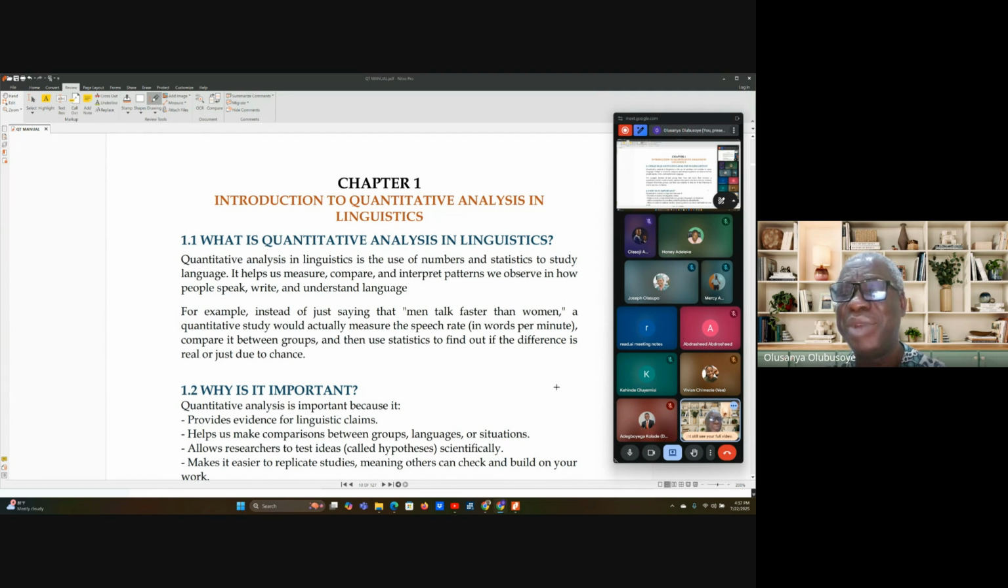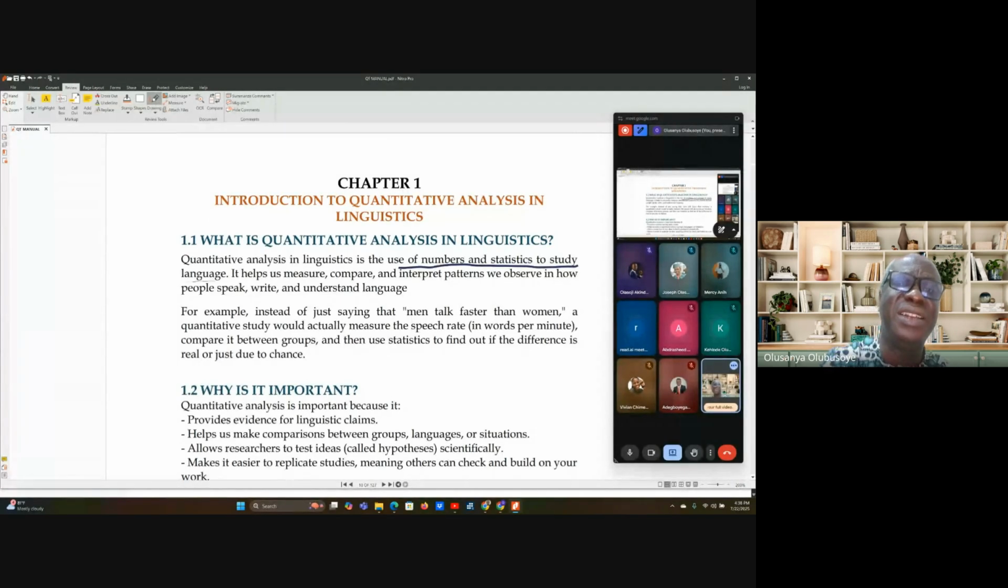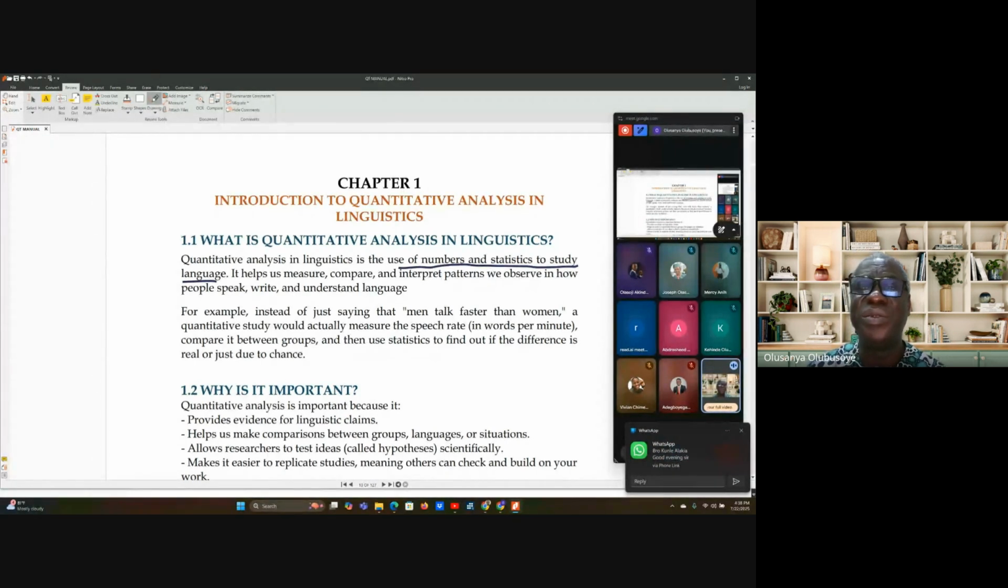Particularly, our goal is even to make them, as you will be discussing in machine learning. So we want machine also to learn our language, and machine will need to use numbers. Machine will be coded, there will be algorithms for the machine to run. So quantitative analysis in linguistics is nothing but using numbers and statistics to study language.